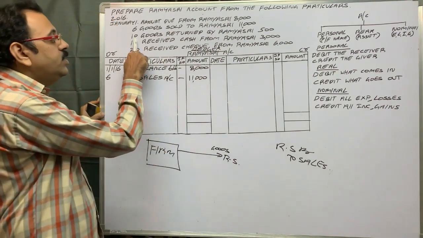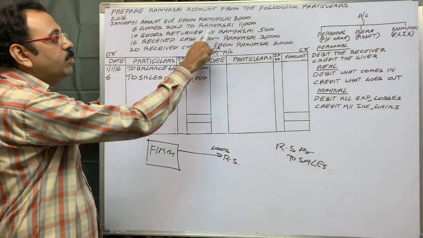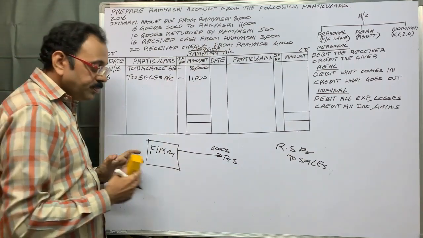Next, 10th date. Goods returned by Ramyashri.